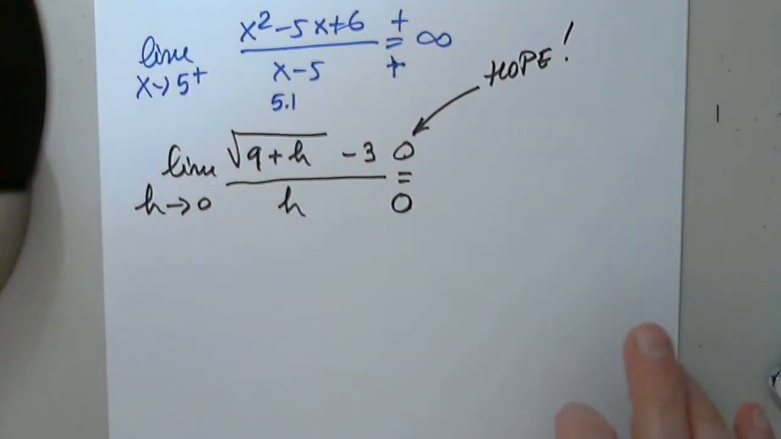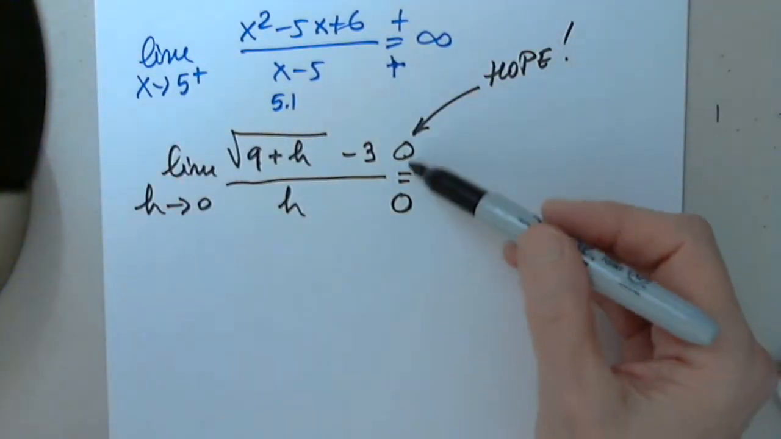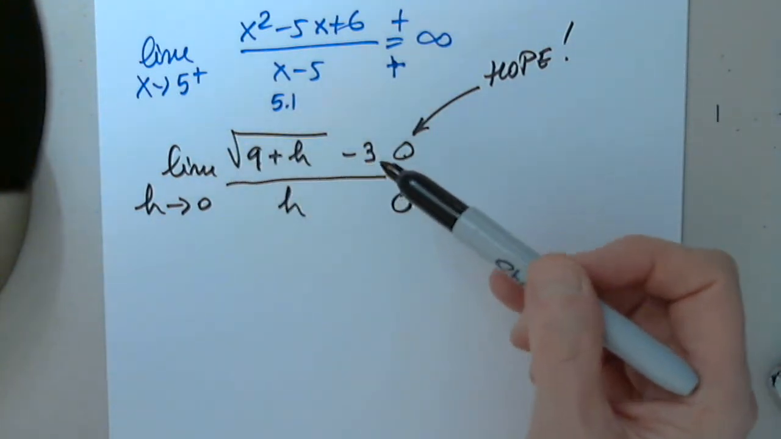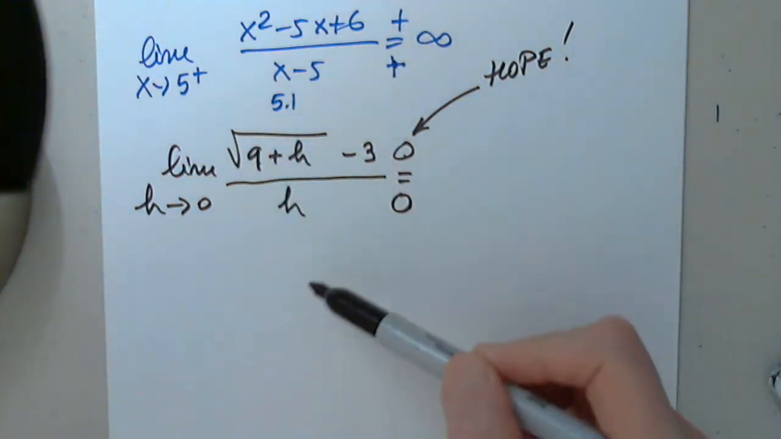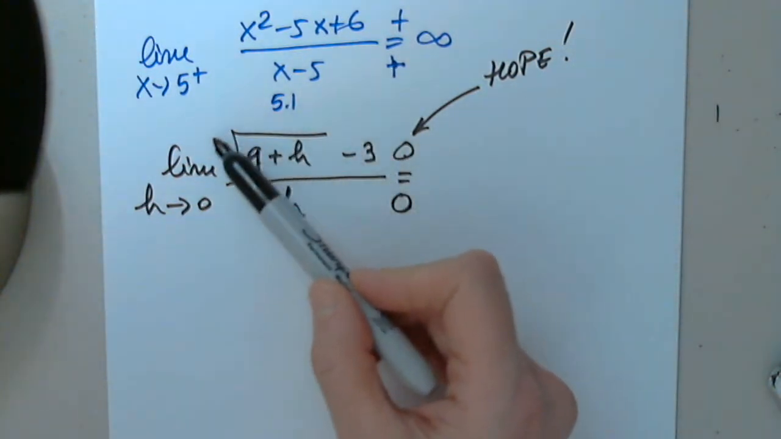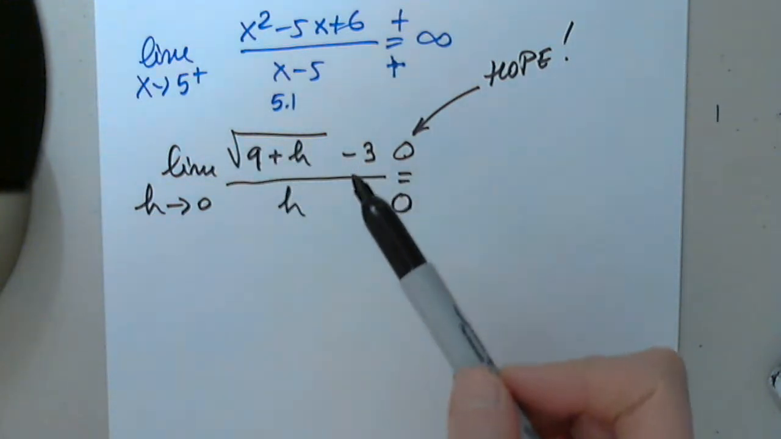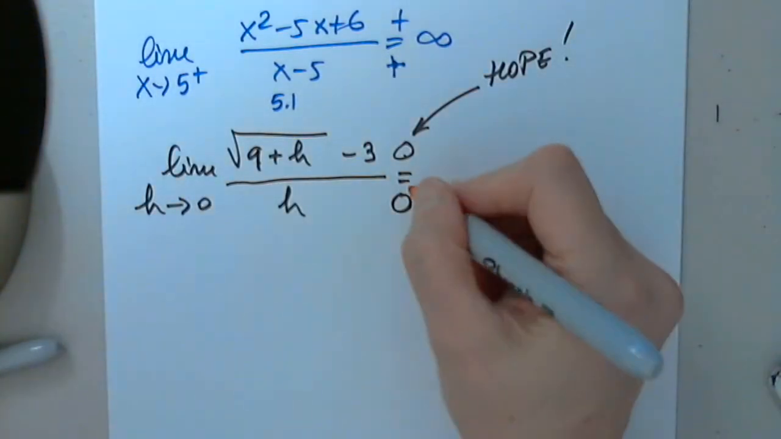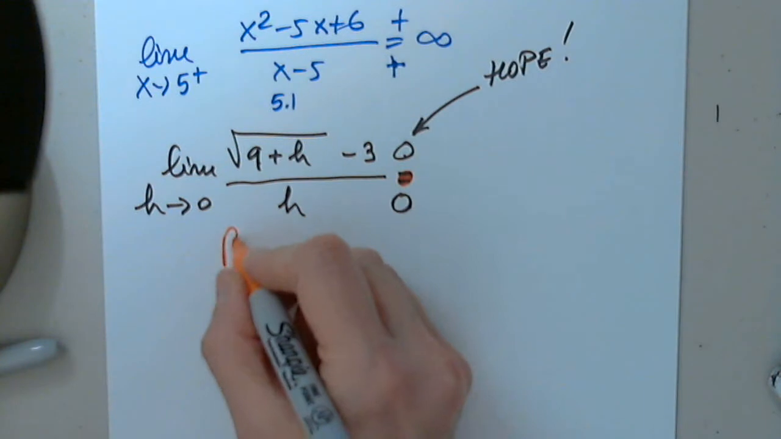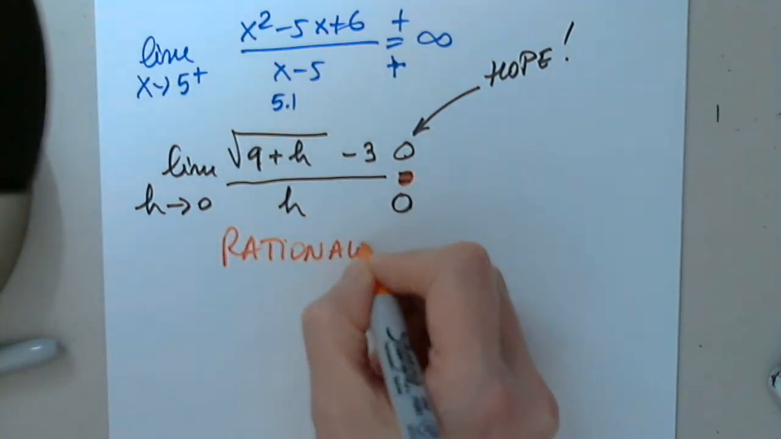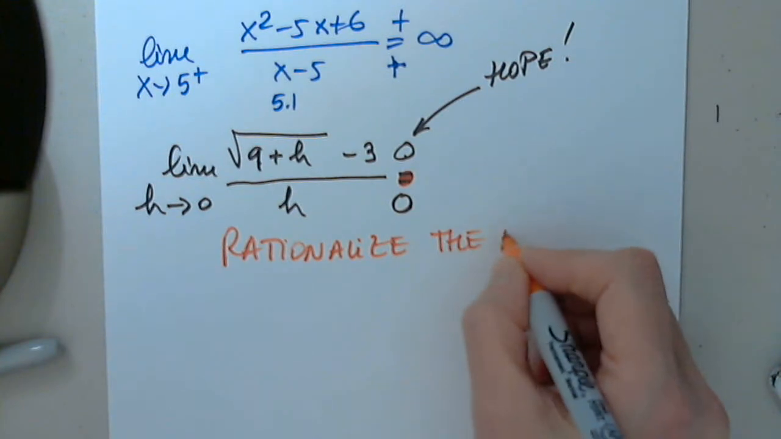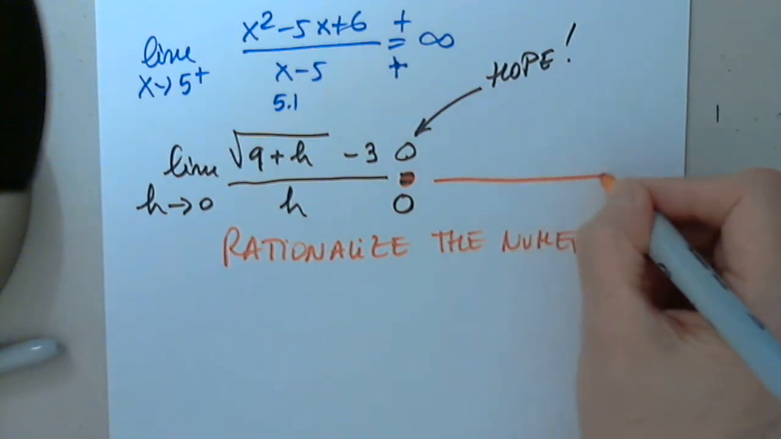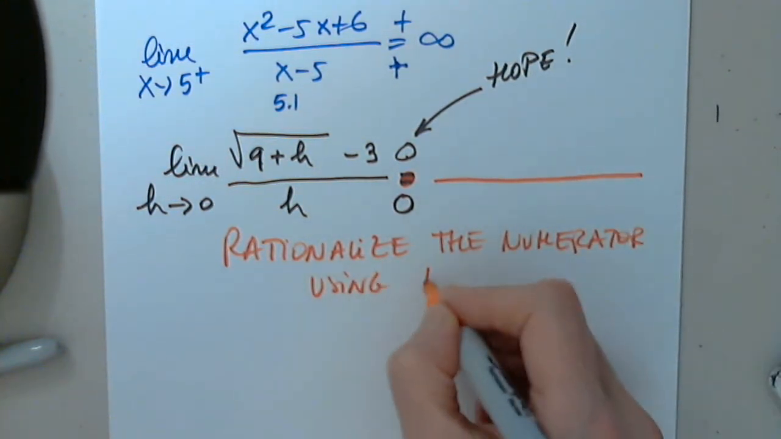So 0 over 0 we like because there is hope. Now, in order to eliminate this situation, do we remember what we normally do? And we don't really do it to numerators. We normally do it to the denominator. But in this case, I have to apply this procedure to the numerator. What would that be? Conjugate. Yes. We have to rationalize the numerator. And indeed, we will rationalize it using the conjugate.